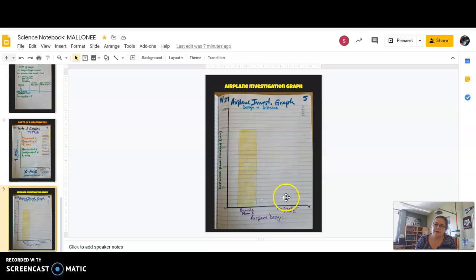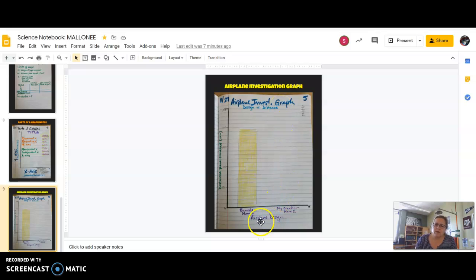So we had 2 planes, plane 1 and plane 2. I've only constructed the bar for plane 1 just to give you an idea of what it should look like. But notice I've got a title, and I'm clear about it. It's the design versus the distance. It doesn't just say airplane.